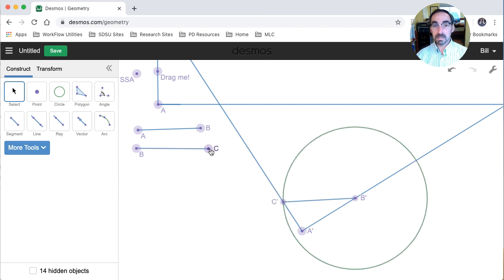So part of your assignment is going to be to investigate these conditions. When and under what conditions does side-side-angle produce one unique triangle, or when does side-side-angle produce no triangles or at least 2 triangles? That'll be your assignment for this evening.